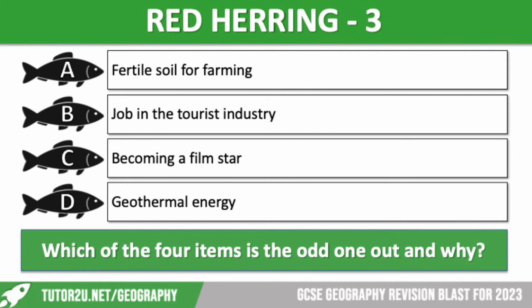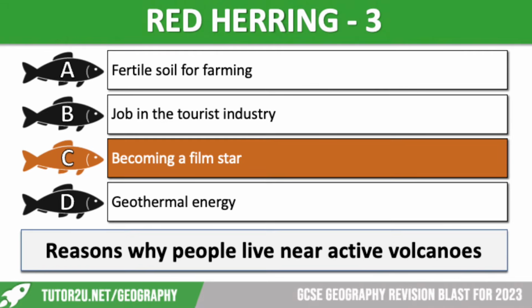Right, so number 3. Which is the odd one out in this one? So fertile soil for farming, job in the tourist industry, becoming a film star, geothermal energy. So pause if you need to. Let's reveal the answer. It is C. The others are reasons why people live near active volcanoes.